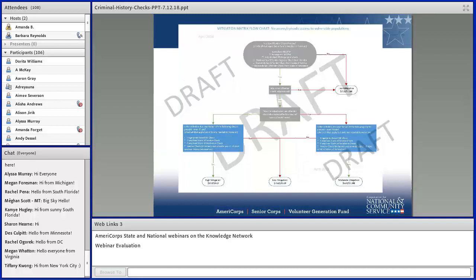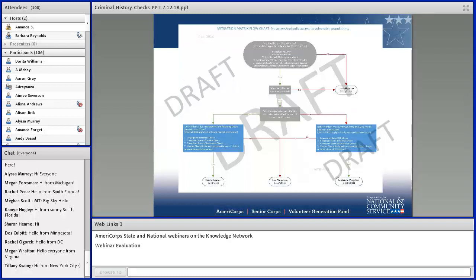And so if you have one, then you're going to go to the next box, yes. Was it adjudicated? If it's yes, you're going to go back to the next question. But if not, it's going to be low mitigation. So again, remember, in this circumstance, if you don't have a sex offender check, it's almost automatically going to be low mitigation.